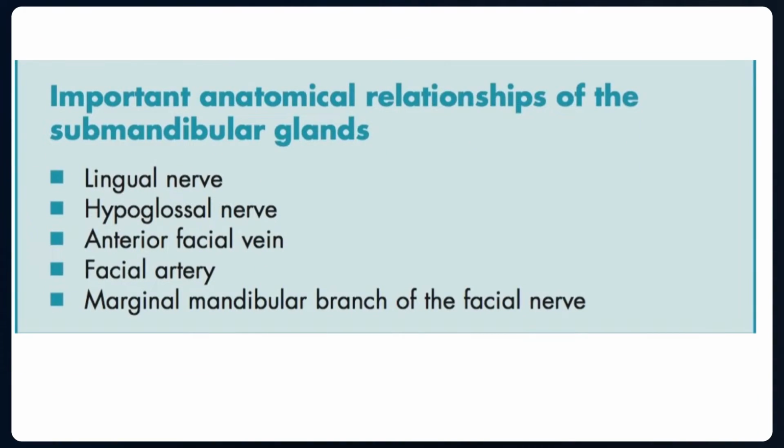So these are the important anatomical relationships of the submandibular gland. The lingual nerve is very important, the hypoglossal nerve, the anterior facial vein, the facial artery, and the marginal mandibular branch of the facial nerve. So in the exam, you may be asked about these important structures which have a very important relationship with the submandibular gland. They are important when you are excising the submandibular gland for a disease process.